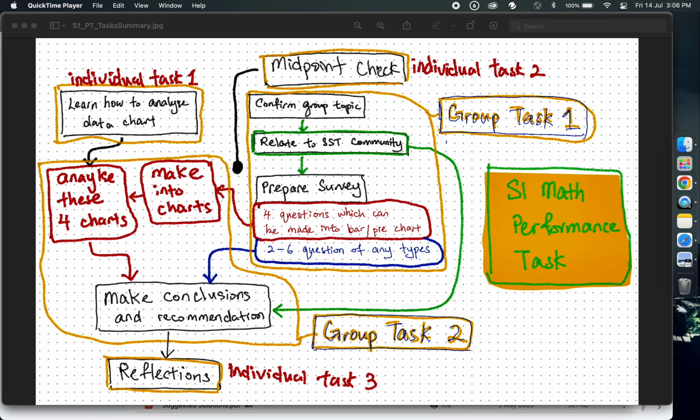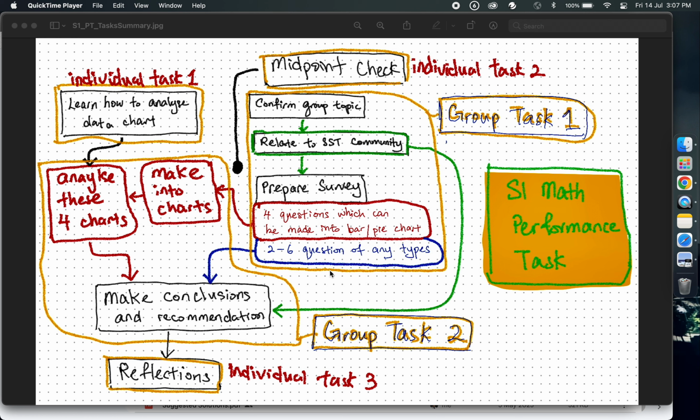Okay, so in the middle of this entire project, there's a midpoint check, there's your individual task 2, and finally reflections, and that's your individual task 3. So with this understanding that your final report, which is your group task 2, you need to have analysis of 4 charts and your conclusion and recommendation, then you know what you need to prepare for your survey. Your survey needs to have 4 questions which are suitable to be made into charts, and then you have other questions on top of that.